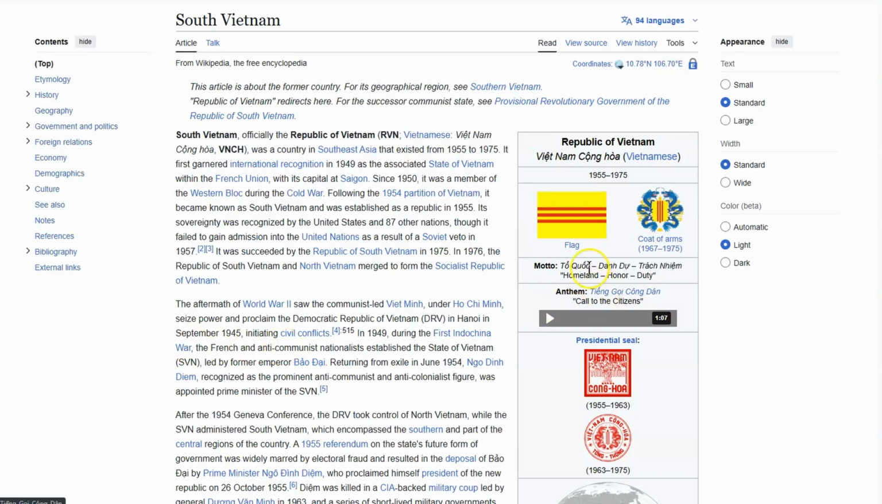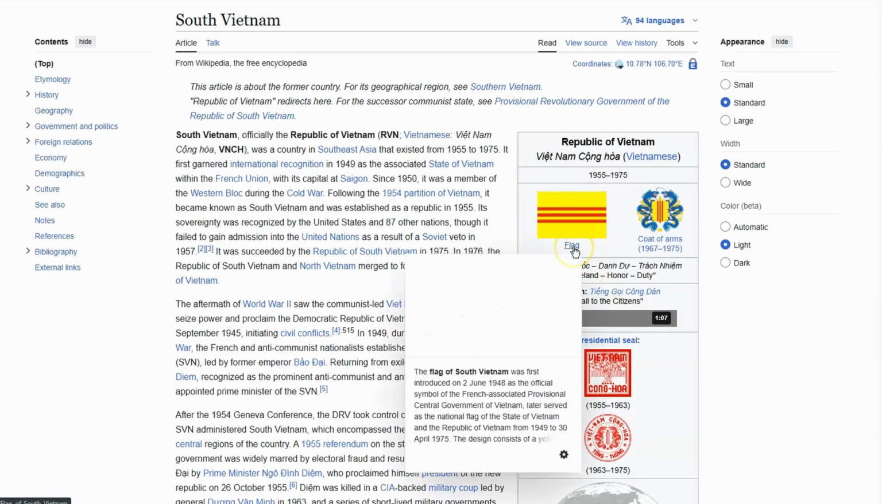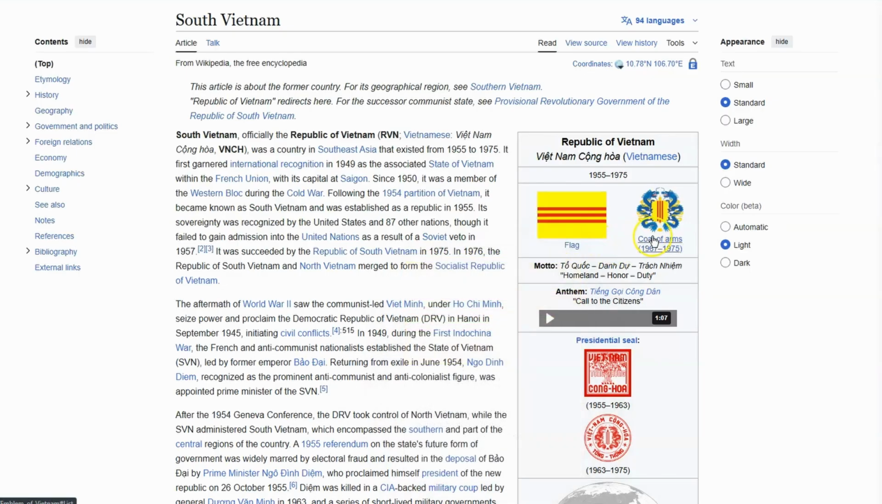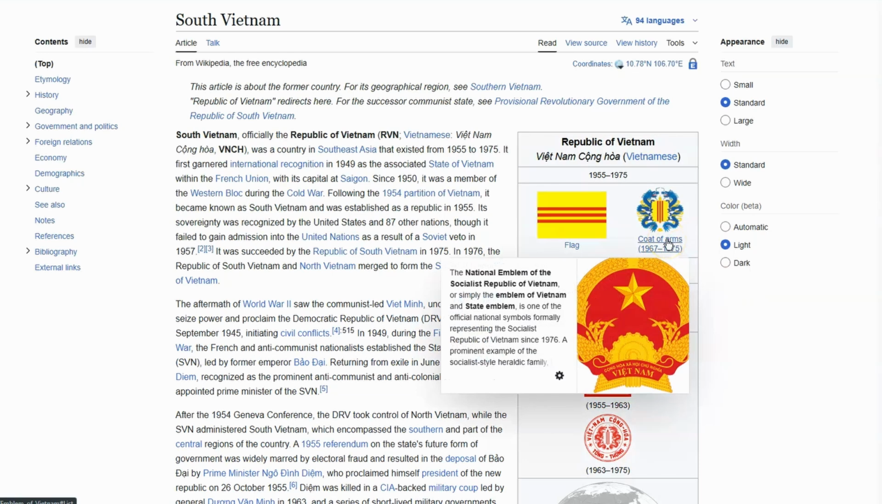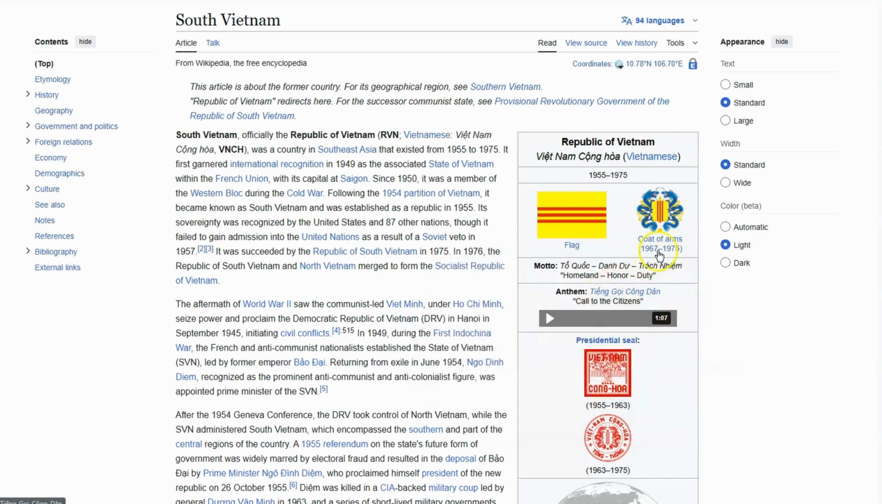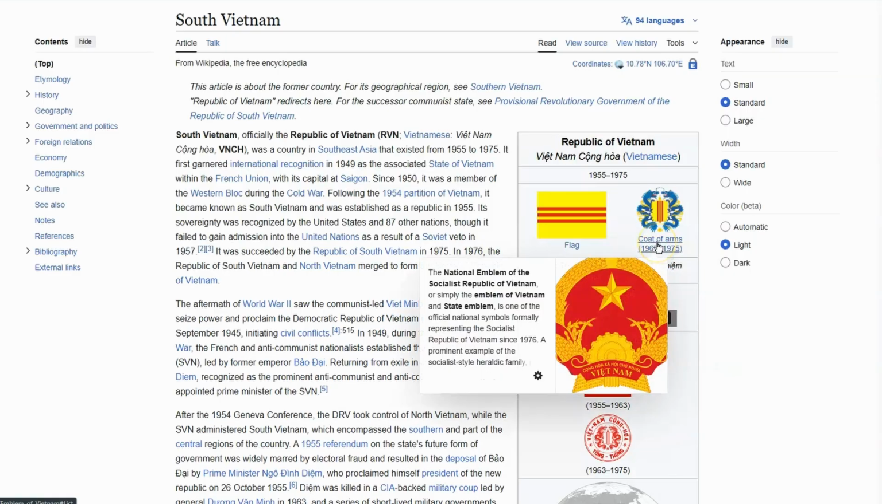Its flag is a yellow flag with 3 red stripes across the center, and the coat of arms features the same 3 red stripes, vertically this time, with 2 dragons on either side of the shield. The pop-up doesn't have the same coat of arms over here. I think this is the modern one from modern-day Vietnam.